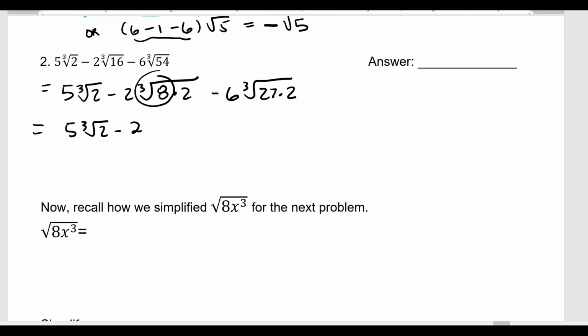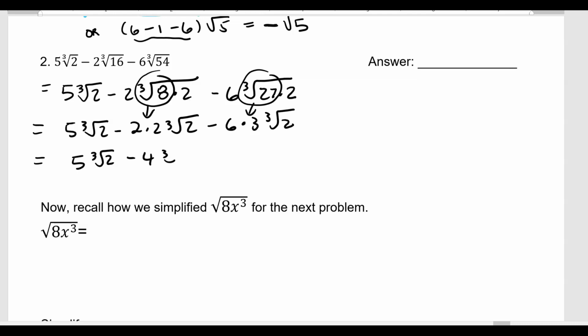Now, the cube root of 8 equals 2. And the cube root of 27 equals 3. So what we have is 5 times the cube root of 2 minus 4 times the cube root of 2 minus 18 times the cube root of 2. And what do you have? 5 minus 4 is 1, and 1 minus 18 is negative 17 times the cube root of 2. So hopefully you have negative 17 times the cube root of 2.